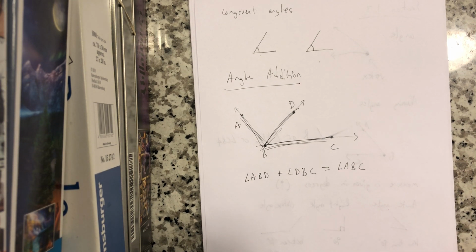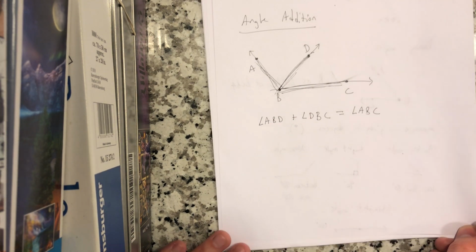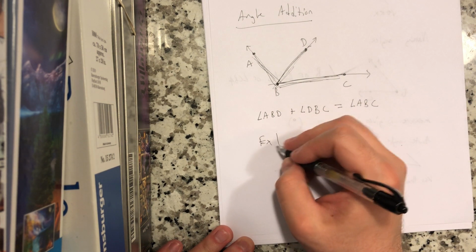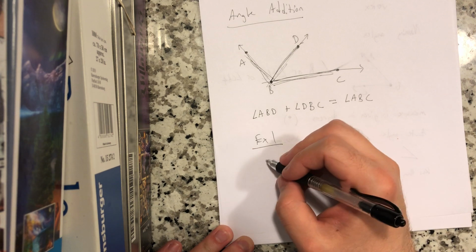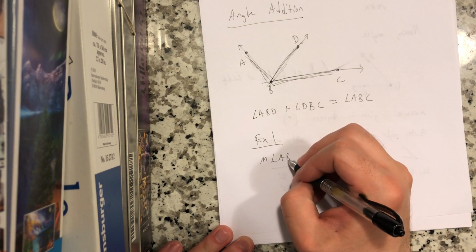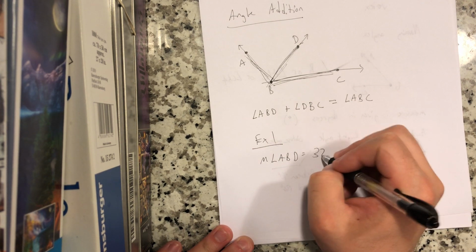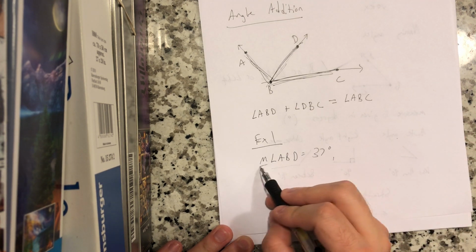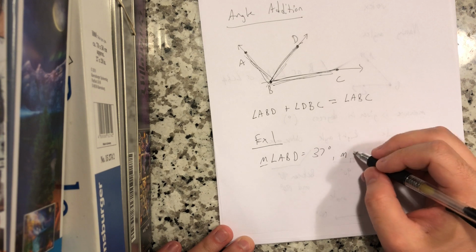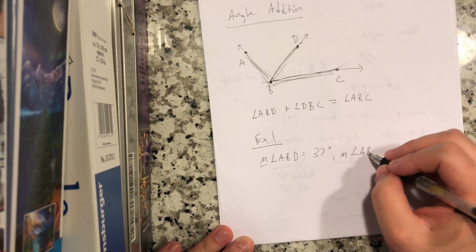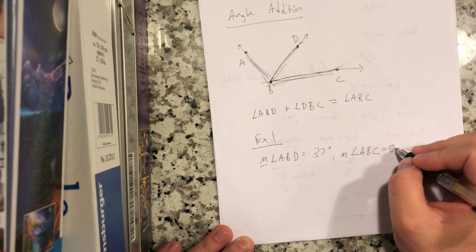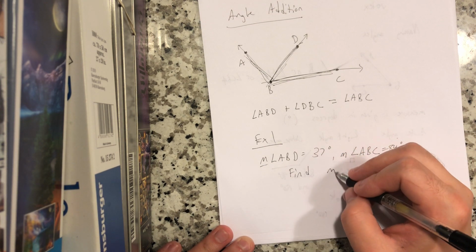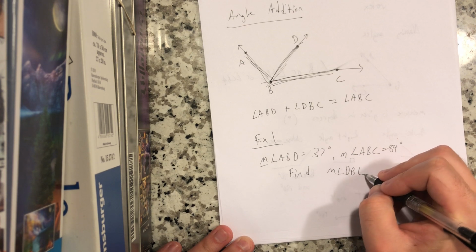All right, so let's do an example really quick here. Let's say that the measure of angle ABD is 37 degrees, and this little m in front means measure, and the measure of angle ABC is 84 degrees. Find the measure of angle DBC.